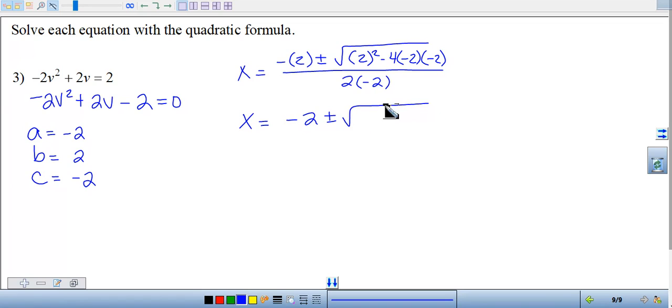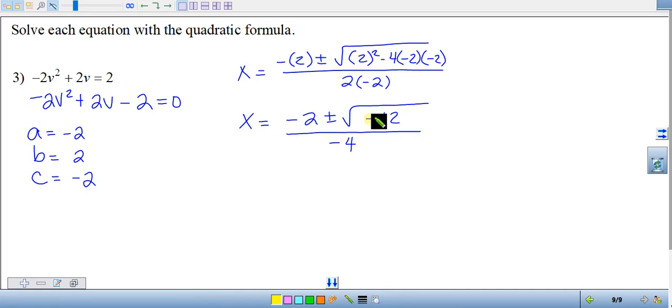Let's clean up things on the inside here. I've got a negative 4, I've got a positive 4, and if I multiply negative 4 times negative 2 times negative 2, that gives me negative 16. So if I take positive 4 and put that with negative 16, I'm going to get negative 12. On the bottom, I have a negative 4. Now there's a couple things I need to fix.